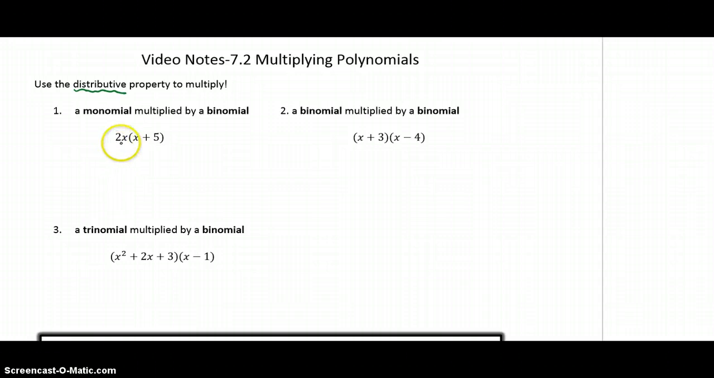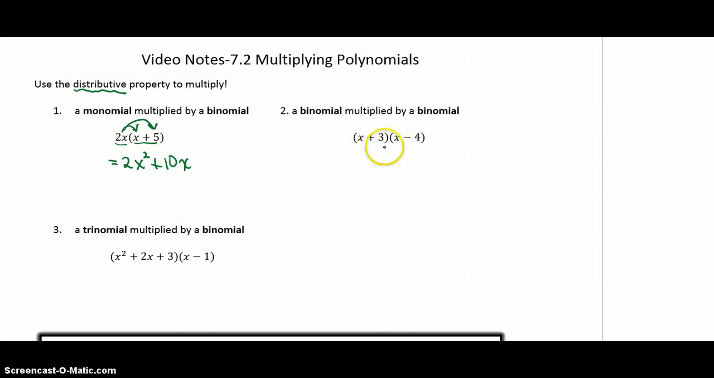Using our new vocabulary, even though we've seen the distributive property before, this is a monomial that is being multiplied by a binomial. And this is the first time that you are going to see multiplying two x's together, at least in this class. And so when we multiply an x times an x, we use an exponent. So this will be 2x squared. And then we'll distribute to the 5. 2 times 5 is 10. And so that would be 10x.